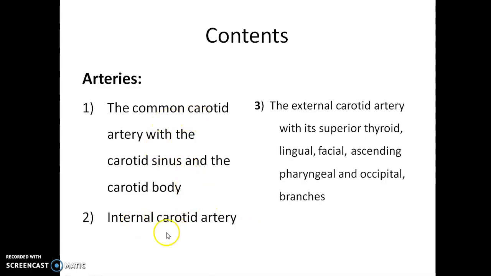Next, this common carotid splits up into 2 arteries. One goes inside the skull to supply the brain, that is the internal carotid artery. It doesn't give any branches in the neck because it has to give inside the skull. The other branch is called the external carotid artery. This external carotid gives the majority of the branches on the outside of the head and neck. The superior thyroid, lingual, facial, ascending pharyngeal, occipital, all these branches are present in the anterior triangle.